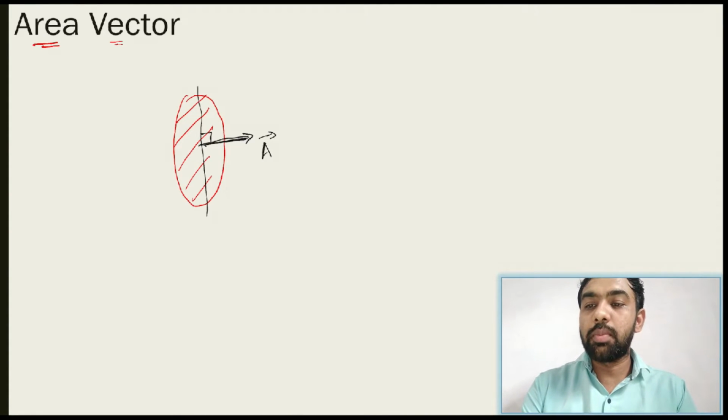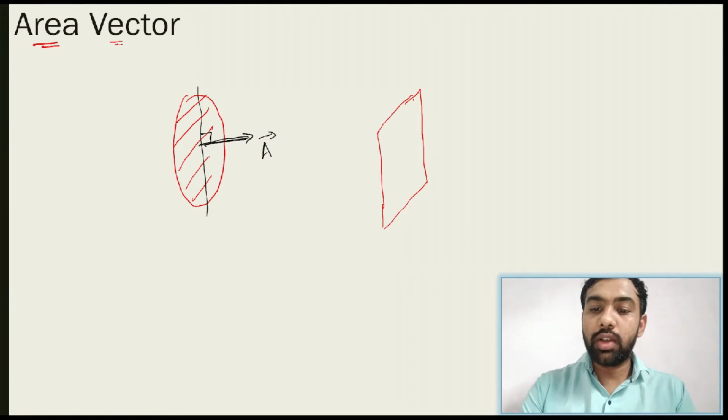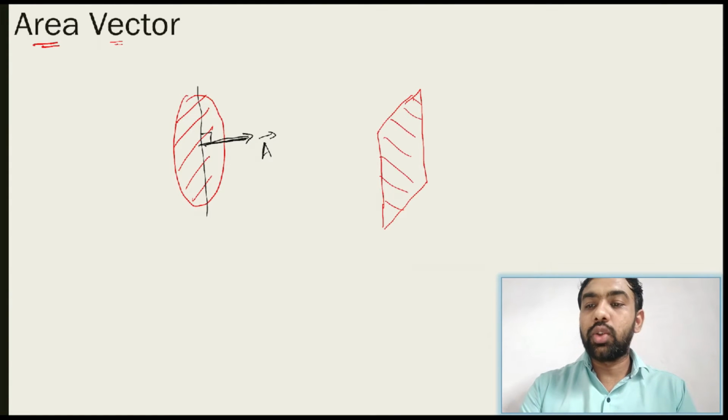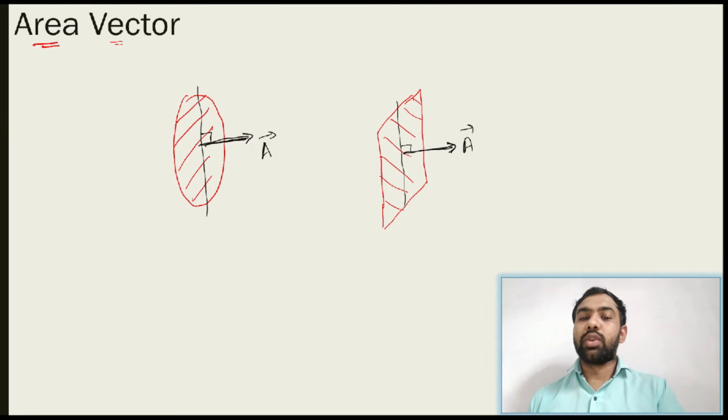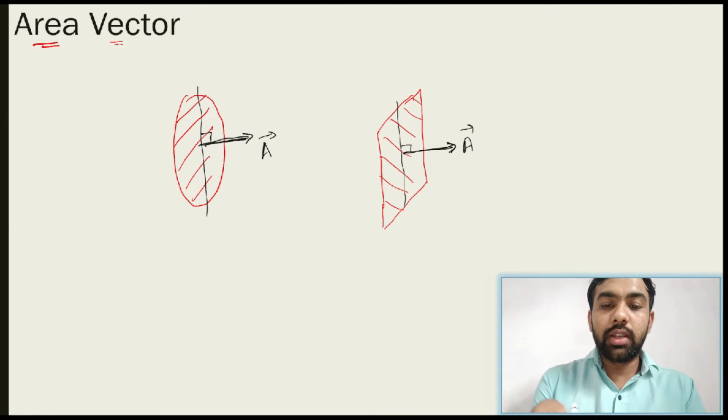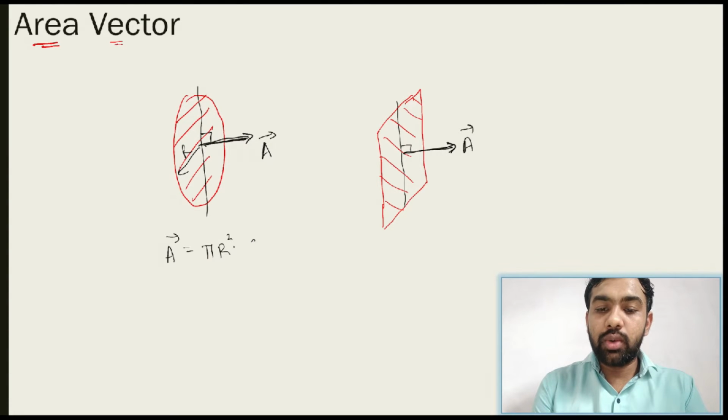You have also drawn the same figure in this way. Suppose you have this type of rectangular plate, a rectangular plane. For this rectangular plane, if you draw one perpendicular line with an arrow like this, you must understand it is perpendicular. Then this is the area vector. Suppose for a circular plate the radius is r.